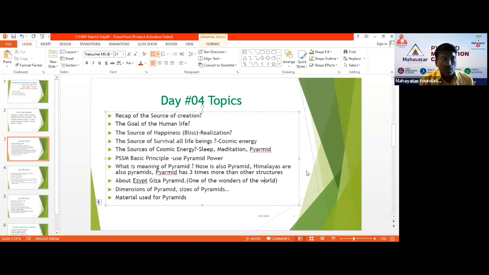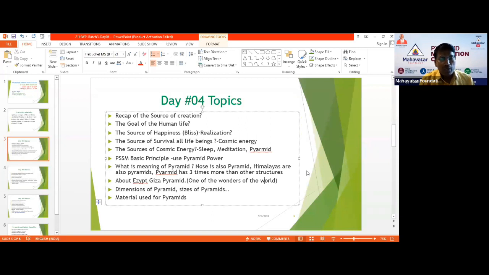I've shown you Mahavatar Foundation pyramids now. Pyramids are available in various sizes, my dear friends, right from 3 inch by 3 inch, 4 inch by 4 inch, 6 inch, 8 inch, 9 inch, and 1 feet, 2 feet, then 4 feet, 6 feet, 8 feet. Likewise, many different sizes are available, made with plastic, aluminum and all these different materials. So the material for making a pyramid is immaterial, my dear friends.